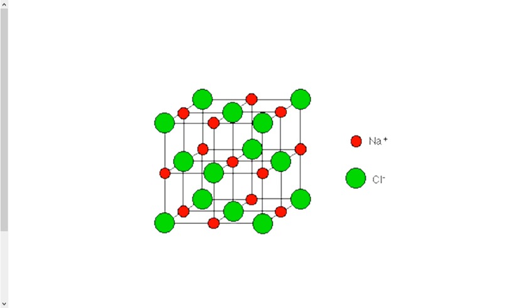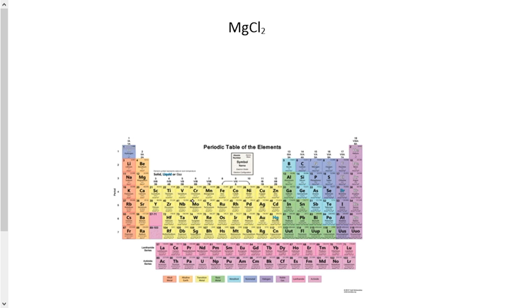Let's try a couple others. Next one is magnesium chloride. We see magnesium is a plus 2. It's in the second group here, plus 2 group. And chlorine is still in group 17, down here with the halogens, as minus 1. And then to make this compound's name become symbols, we would crisscross charges.